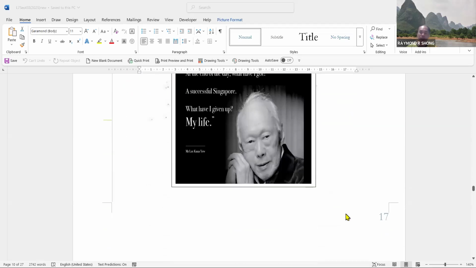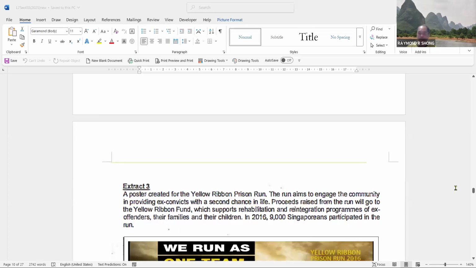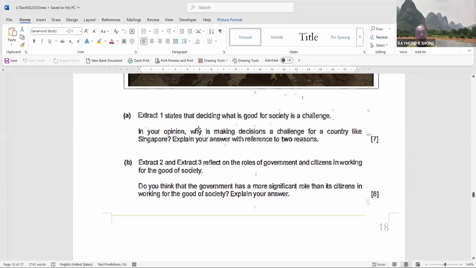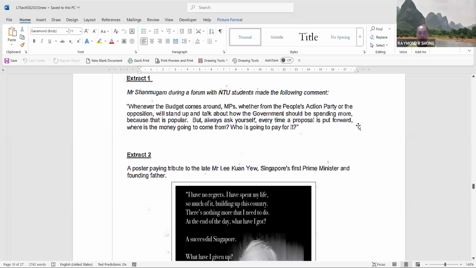Oh, I love this picture, man. Then see, and then read extract one for me. In your opinion, why is making... wait, extract one. See here. Extract one states that deciding what is good for society is a challenge. In your opinion, why is making decisions a challenge for a country like Singapore? Explain your answer with reference to 2 reasons. 2 reasons. For G2 it is only 1 reason. Okay, so 2 reasons. Later you can think. Extract one. Here, this is extract one.